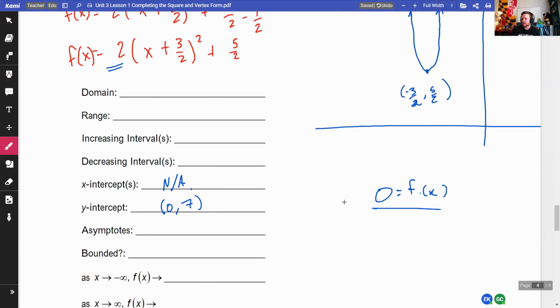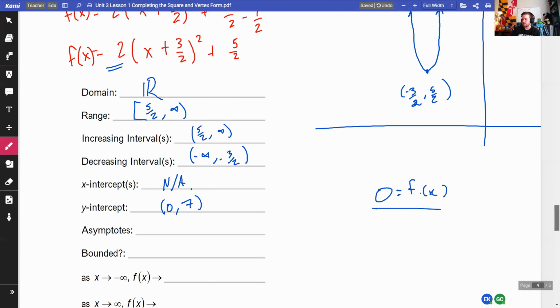All right, domain. I'm going to take this one. You did the other two. All real numbers. It's a parabola. Range. 5 halves to infinity, including 5 halves. Increasing. 5 halves to infinity. Decreasing -infinity to -3 halves.